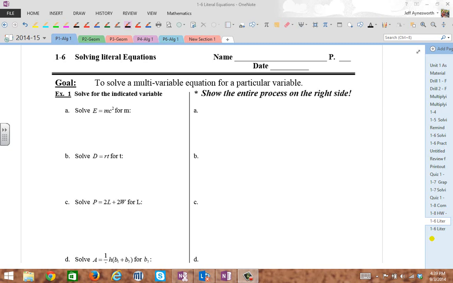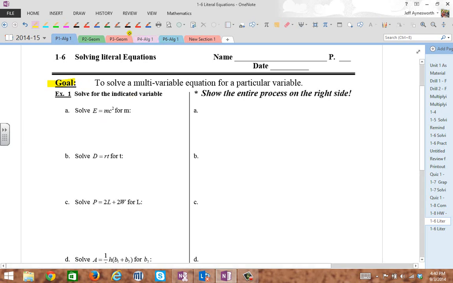And let's understand something here. A little equation is one with multiple variables. We call it a multivariable equation here, where we want to solve for a particular one. So take a look at our goal right here. It sounds simple, but it's challenging for most students.